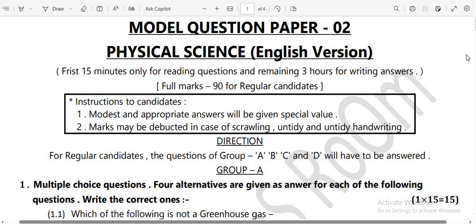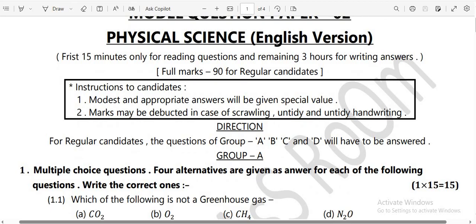First 15 minutes only for reading the question and the remaining 3 hours for writing the answer. Full marks 90 for regular candidates. Instructions to candidates: 1. Modest and appropriate answers will be given a special value.